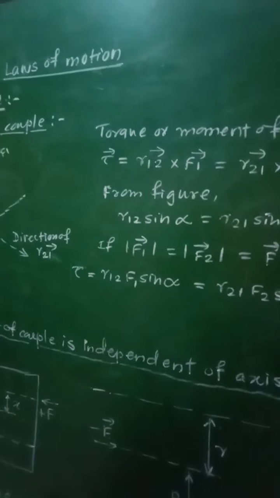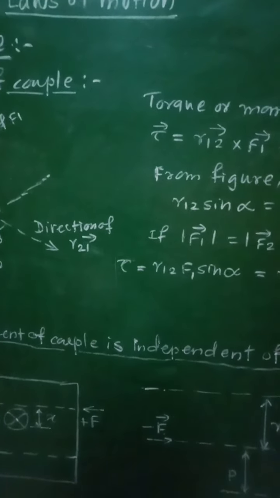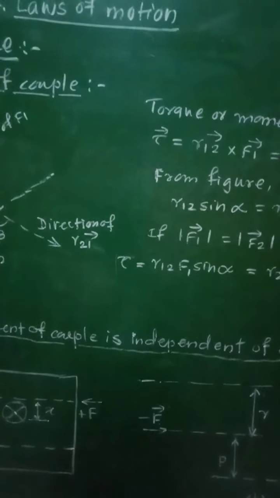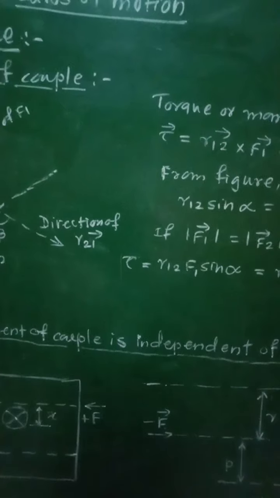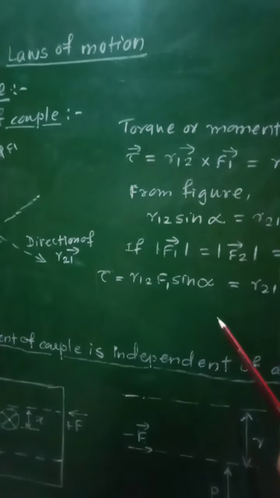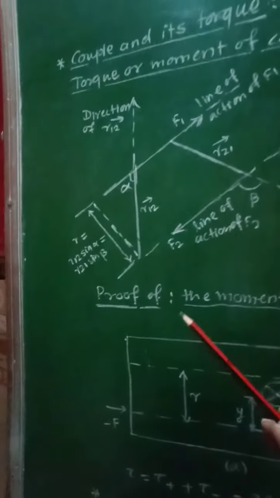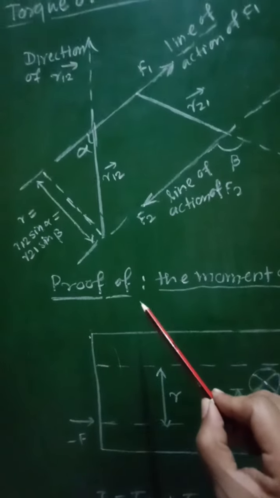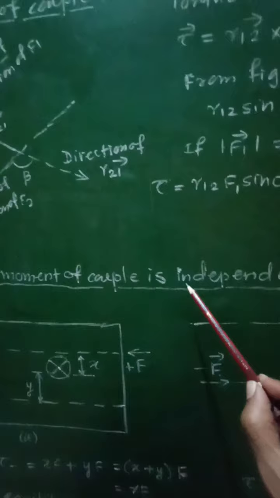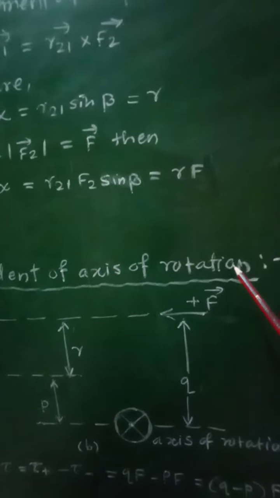Therefore the moment of a given couple is constant, that is, it is independent of the points of application of forces or the position of the axis of rotation. Now we have seen that the moment of a given couple is constant, so let us prove that. Here we have to see the proof that the moment of a couple is independent of the axis of rotation.